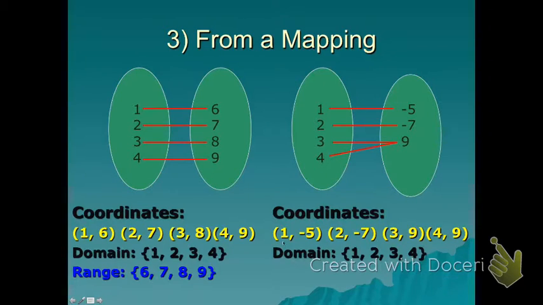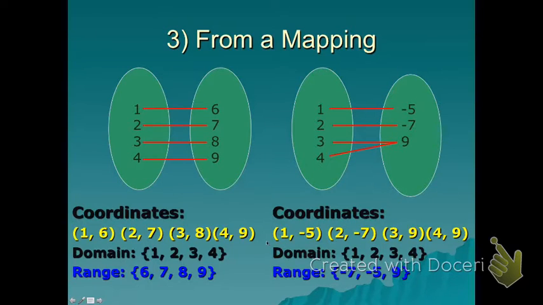The range is going to be the y values. So -5, -7, 9, and 9. And again, what happens when we have a 9 or a number that repeats itself? What we're going to do is we're only going to write that down once. So our range here is going to be -7, -5, and 9. And they're going to go in increasing order. -7 is smaller than -5, and that's smaller than 9. Okay? So why don't you pause the computer right now and write those down.